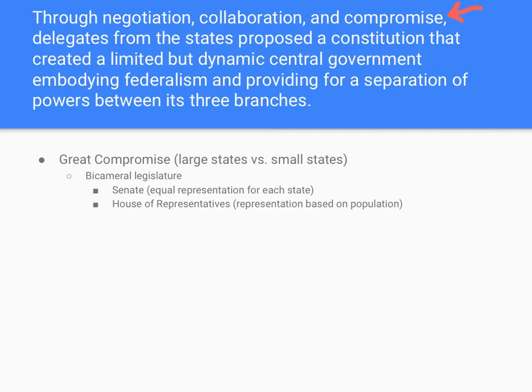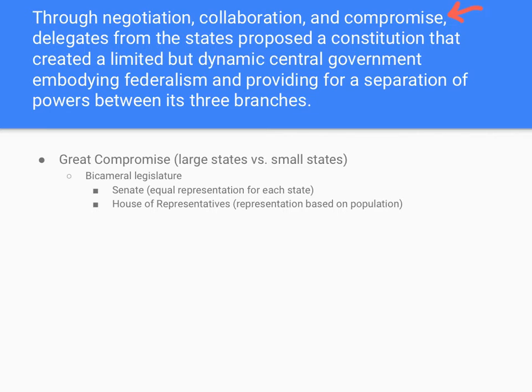The Constitution itself was created with conflict. The delegates from all the states couldn't agree on exactly what type of government they wanted. And so there was a lot of compromise that went into the Constitution in its creation. So we couldn't even create a government without conflict. And so this kind of previews the idea that we're going to continually argue over what this Constitution means and how it should be interpreted.